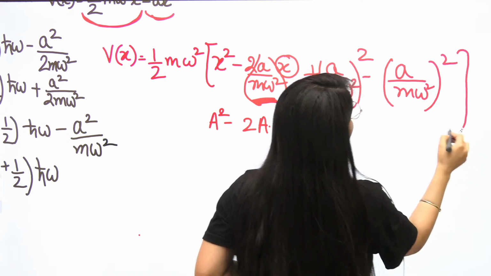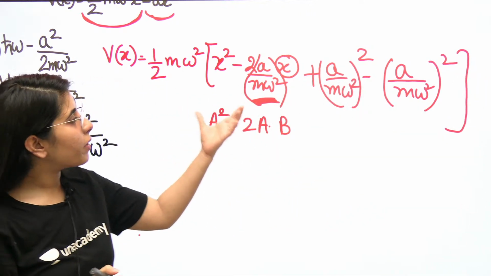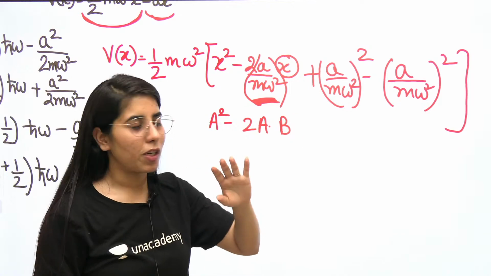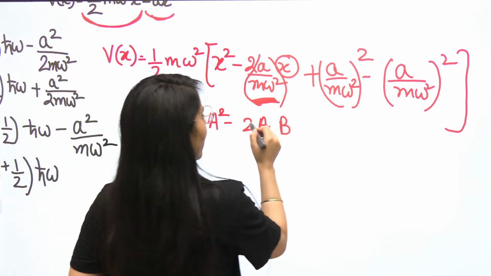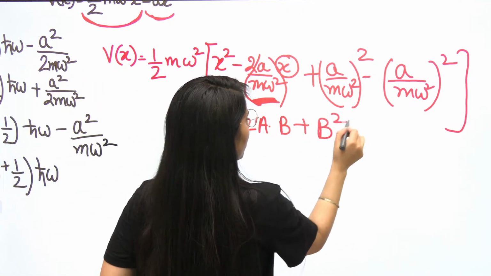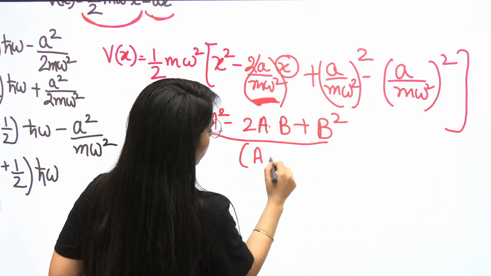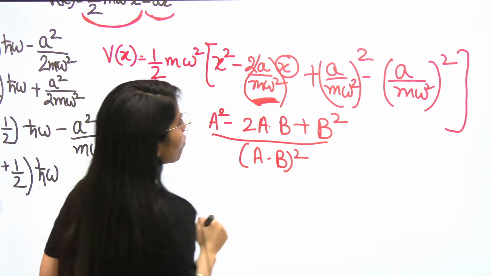So what I have done, I have added and subtracted the same value from the expression, and it will not make any difference. Clear? So a square minus 2ab plus b square form. What is this? This is a minus b whole square. Is it all right? This is what you will get.